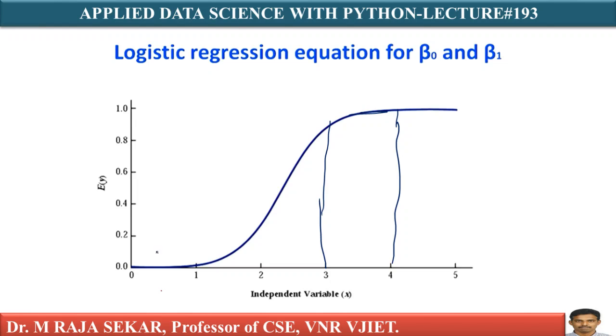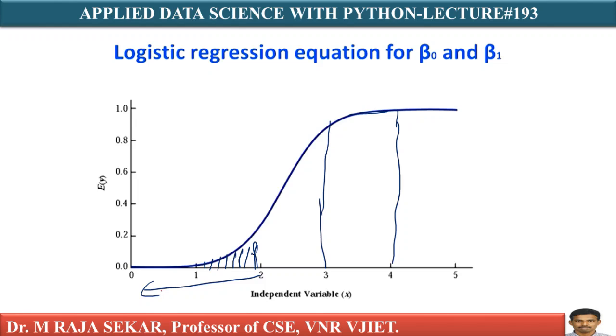When it is below 2, just see what's happening. There is a higher chance that the expected value becomes 0, isn't it? There are two possibilities, and the rate of change is also very high between 1 and 2. Just see, in between 1 and 2, the rate of change is very high. Height is increasing rapidly, isn't it?